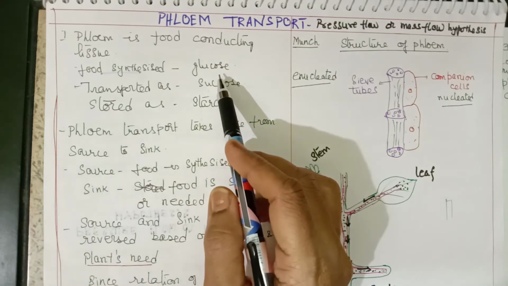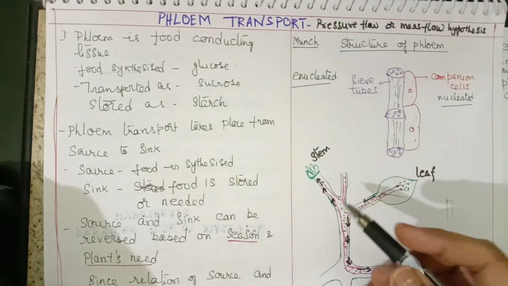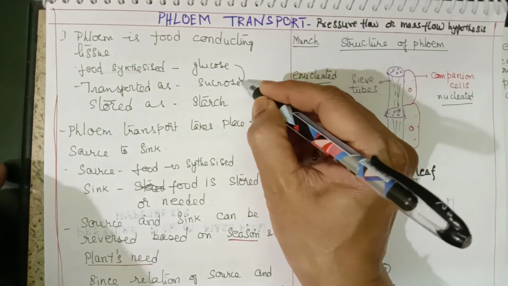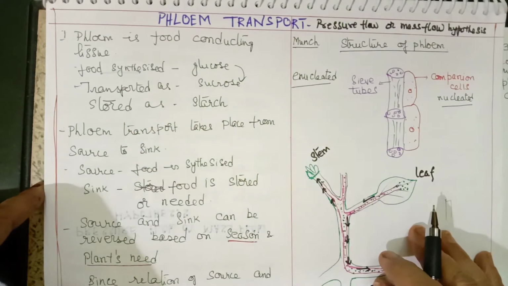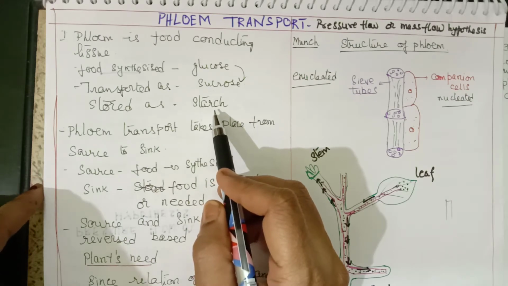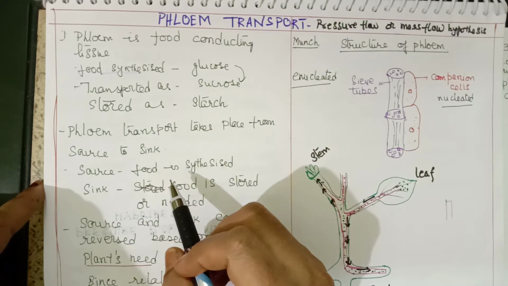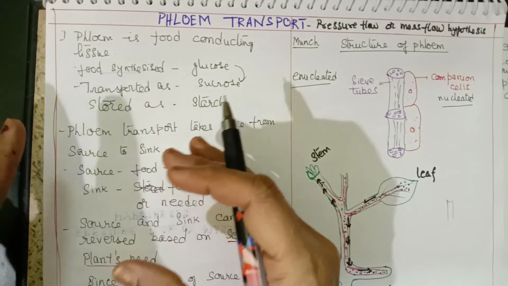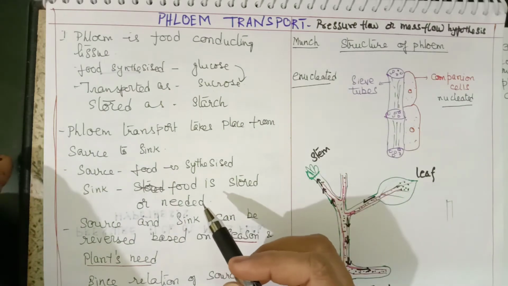Glucose is a monosaccharide and sucrose is a disaccharide. So two glucose molecules will be converted into sucrose. This is the form in which it is transported. Then next it is stored as starch. When sucrose reaches the storage organs, it is stored as starch. So this is how, in different forms, the conduction of food material takes place.